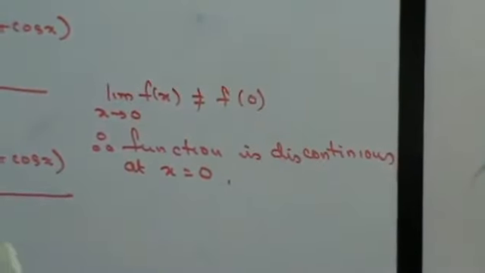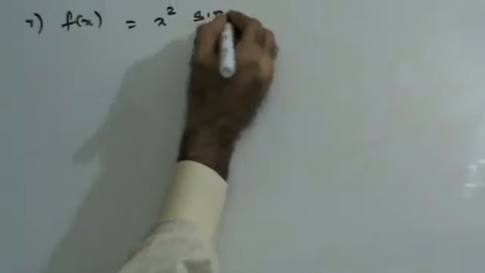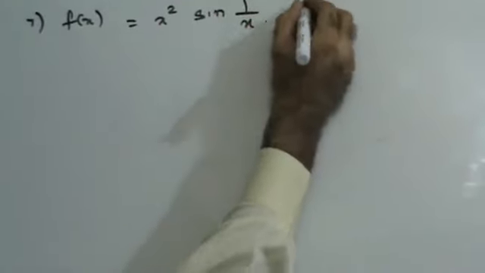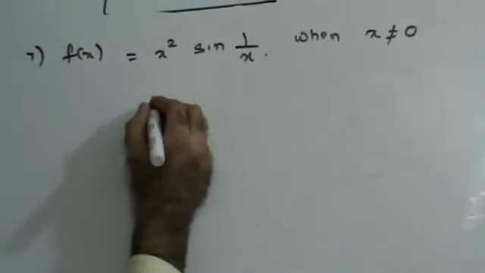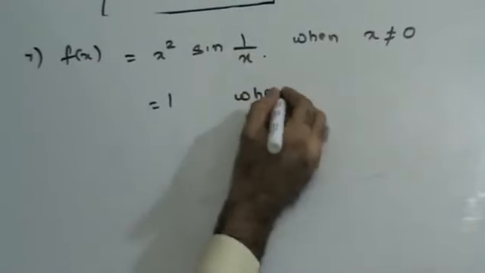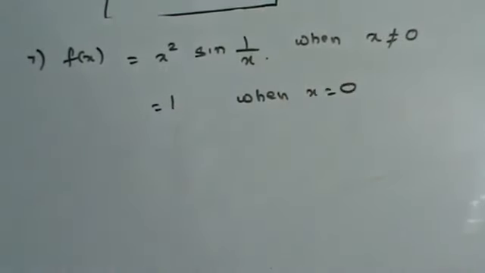Last sum to finish this chapter. Let's see that, guys. f of x is equal to x square sine 1 upon x when x is not equal to 0, is equal to 1 when x is equal to 0. You have to discuss the continuity of the function.